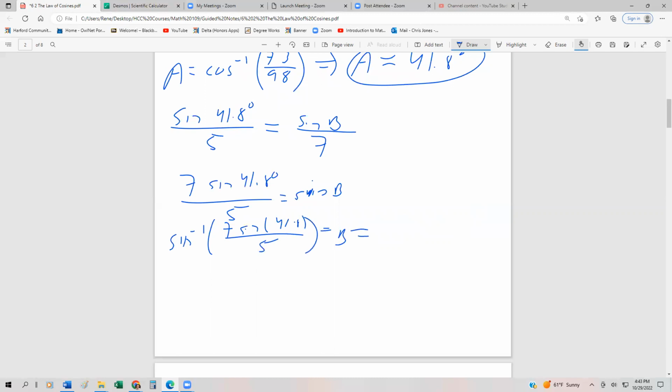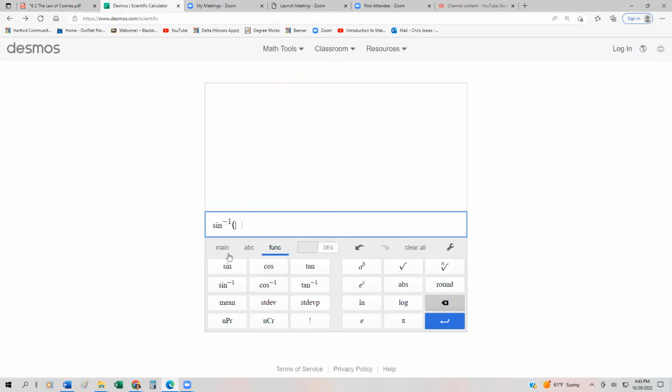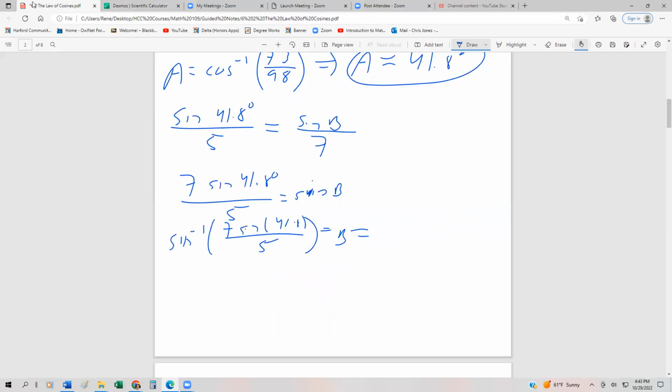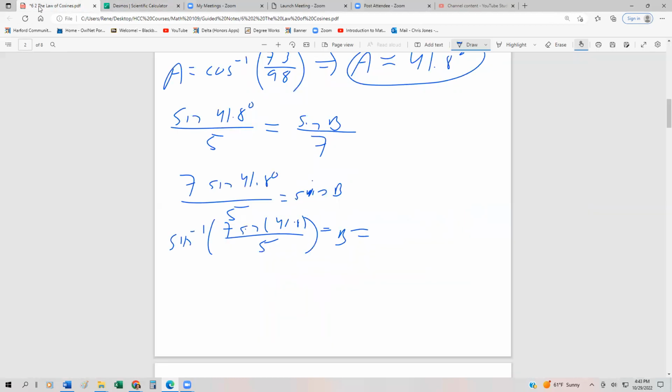So sine inverse of 7 sine 41.8 degrees divided by 5 is equal to B. And then now we can just go ahead and compute that. Okay, so with our calculators, we're going to find the inverse sine of 7 sine 41.8. So 7 and then sine and 41.8, close parenthesis, divided by 5. All right, we get 68.9 approximately.